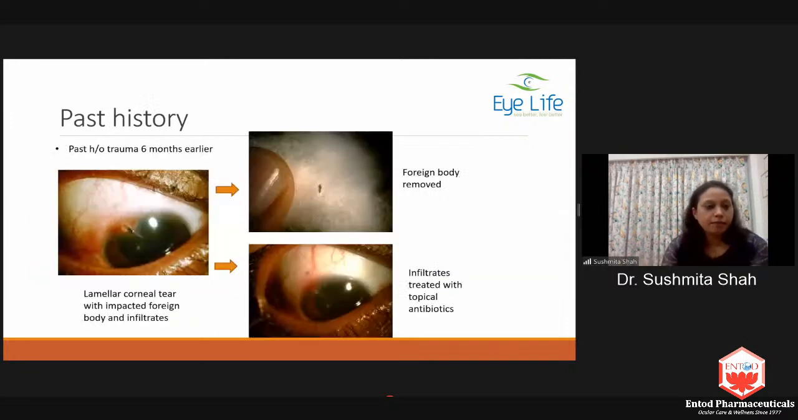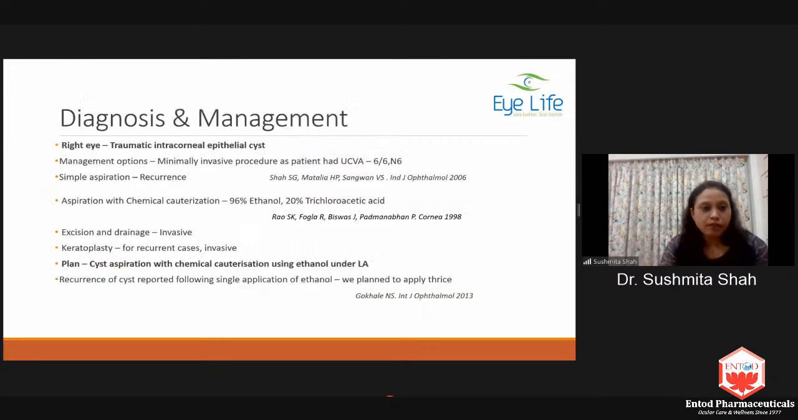A patient had presented with a lamellar corneal tear near the 11 o'clock limbus, with an infected foreign body and infiltrates. The foreign body was removed and the infiltrates were treated with topical antibiotics. Based on the clinical picture and the past history, we made a diagnosis of cyst.